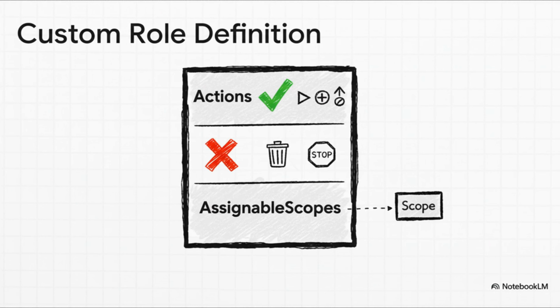When you build one of these custom roles, you're really defining it with three key parts. Actions are all the things the role is allowed to do. That's the green light. Not actions are just as important. These are things the role is explicitly blocked from doing. That's the hard red light. And finally, assignable scopes defines where this new custom key can even be used, so you can control it and make sure it's not assigned where it doesn't belong.